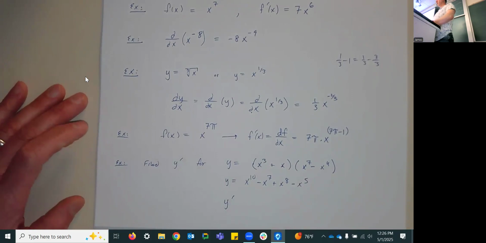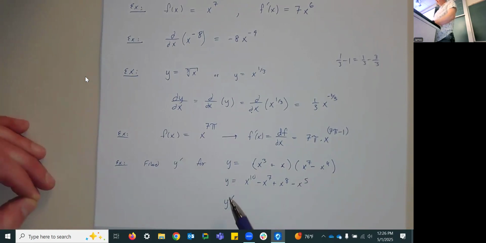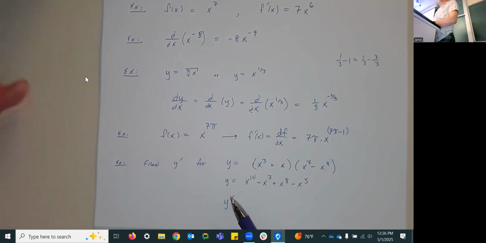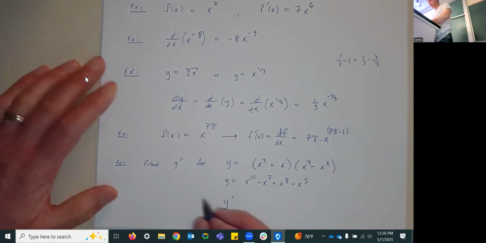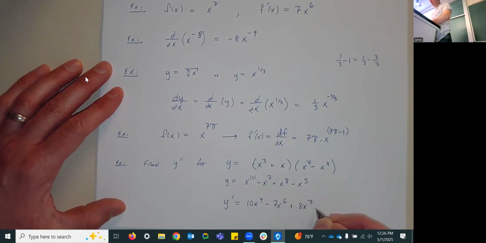Notice, by the way, in the step where I just simplified, I didn't write y prime. I still wrote y because I wasn't taking a derivative yet. I was just rewriting the function still the same as it was before. But now we're taking the derivative and we're going to get 10x to the 9th minus 7x to the 6th plus 8x to the 7th minus 5x to the 4th.